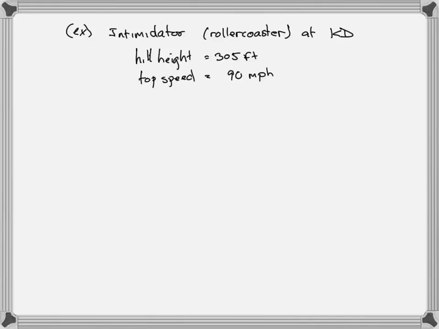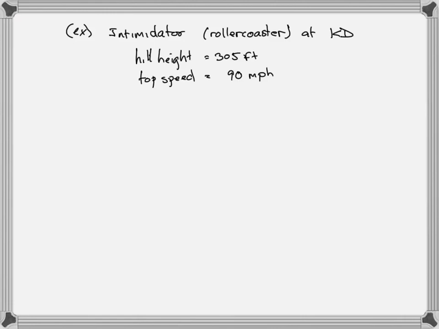Okay, let me do a roller coaster problem. I'll ask you a couple questions about it. Let's take a real roller coaster, the Intimidator at King's Dominion. You can look up the stats, and the stats say the first hill height is 305 feet. I'm assuming that's 305 feet above the lowest point that the roller coaster car reaches, not above the ground, which is different. And the top speed is 90 miles an hour.